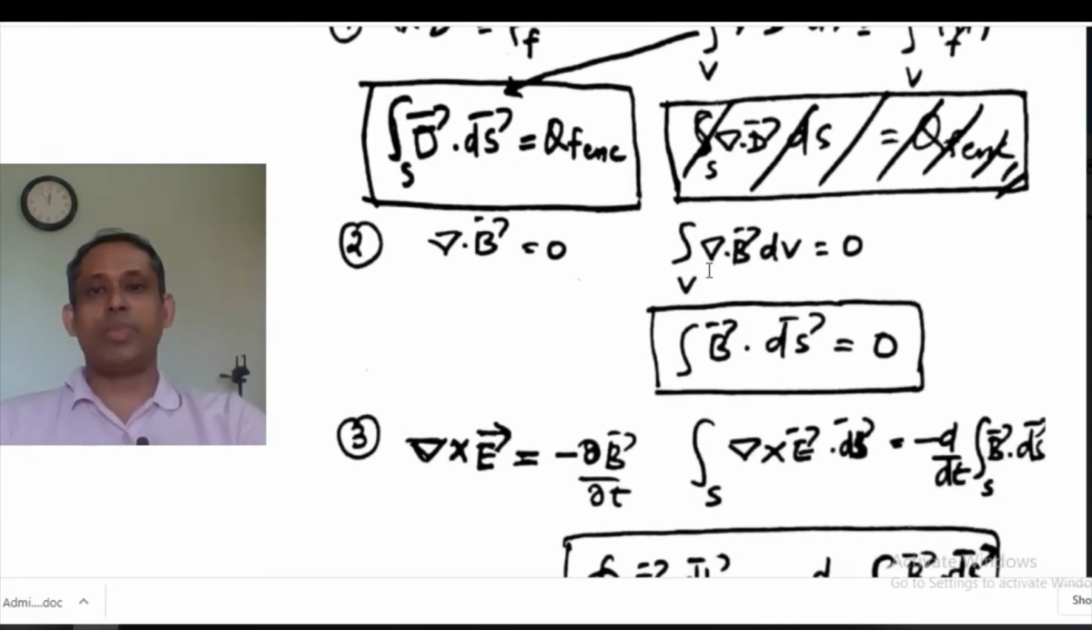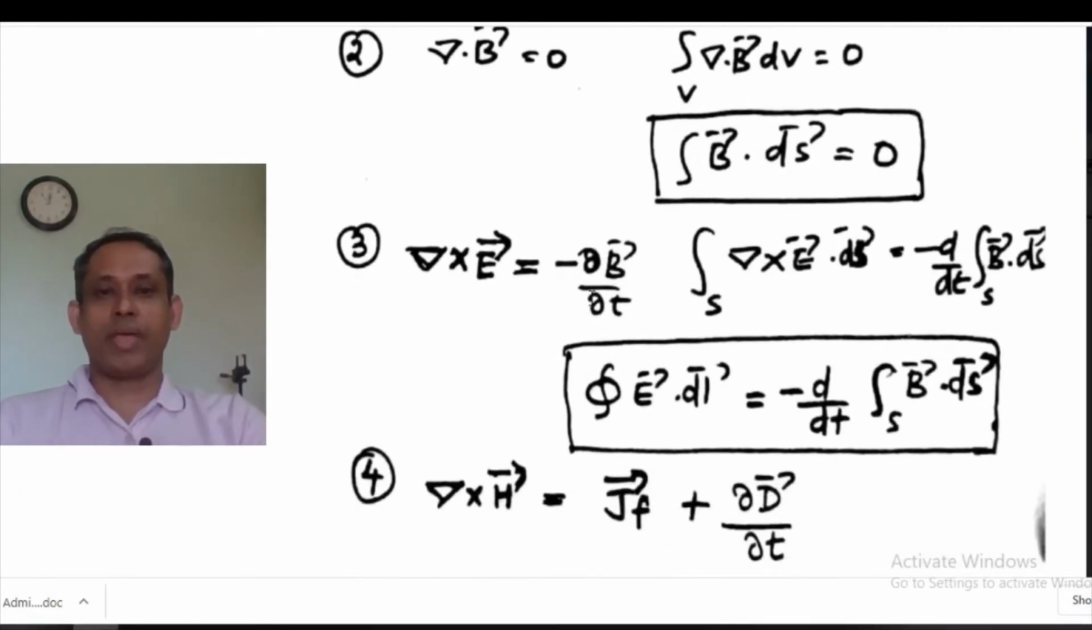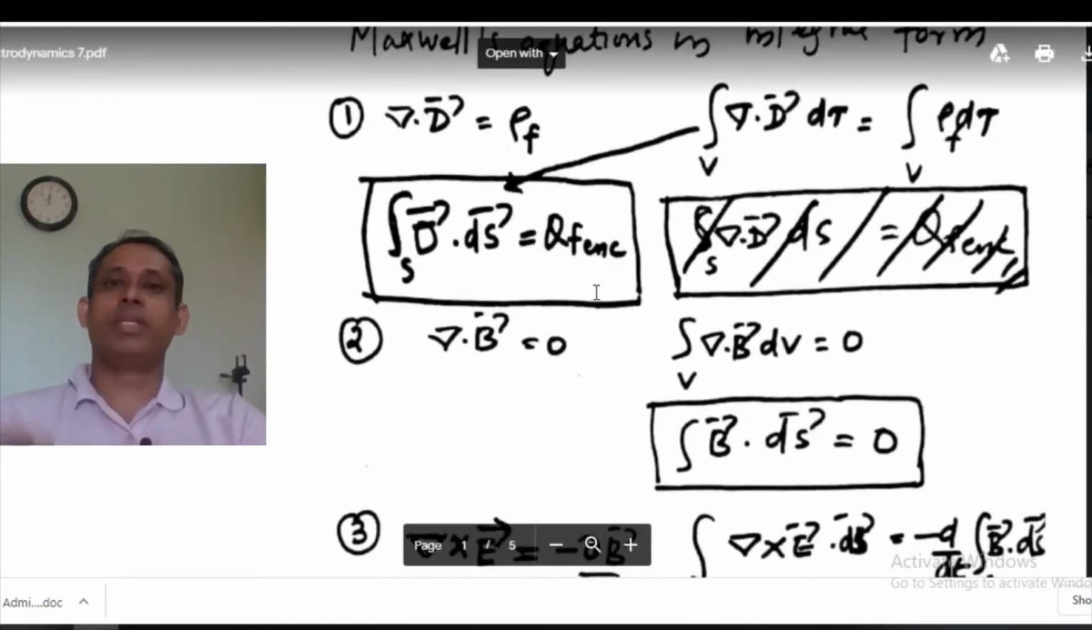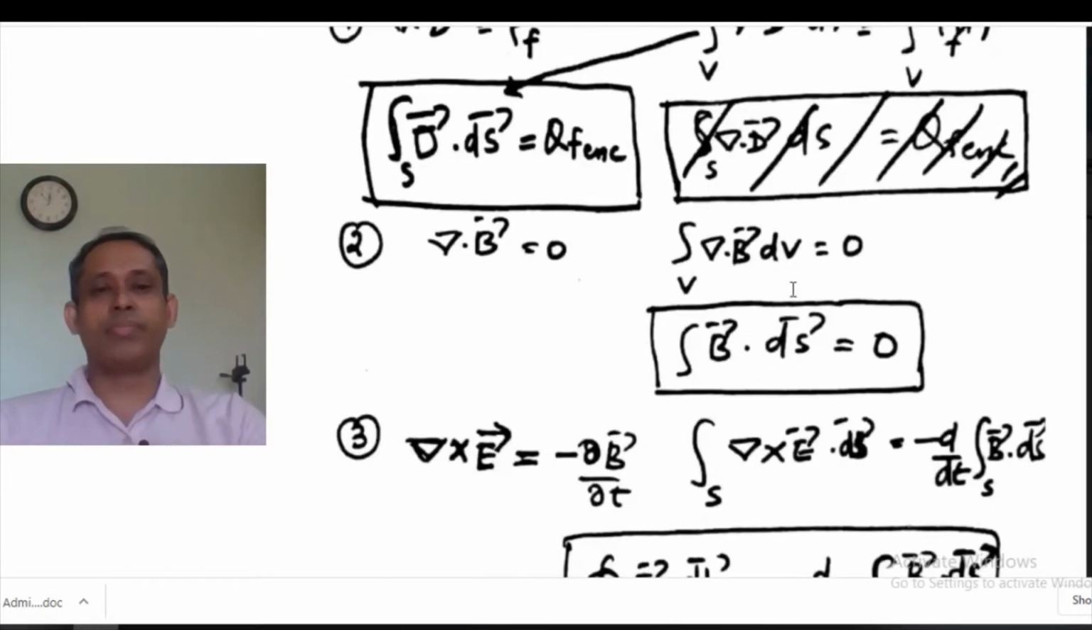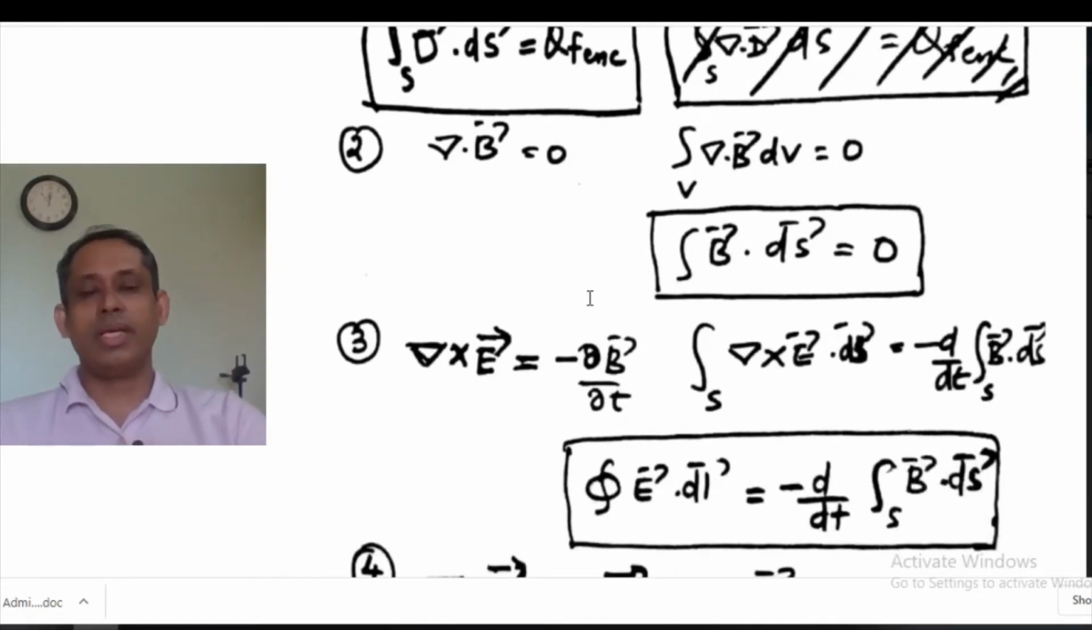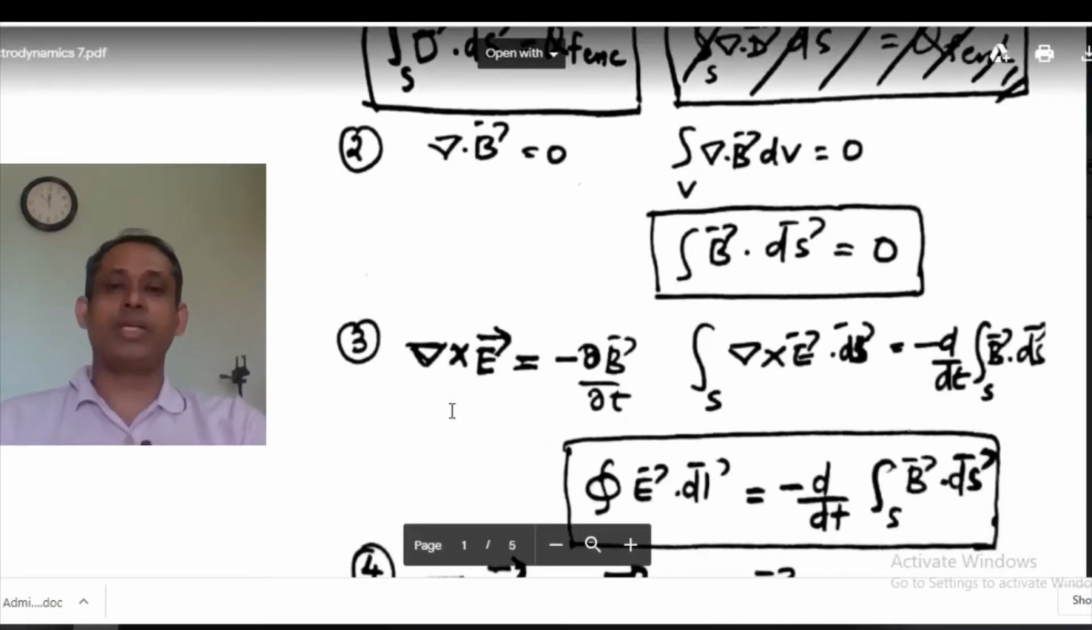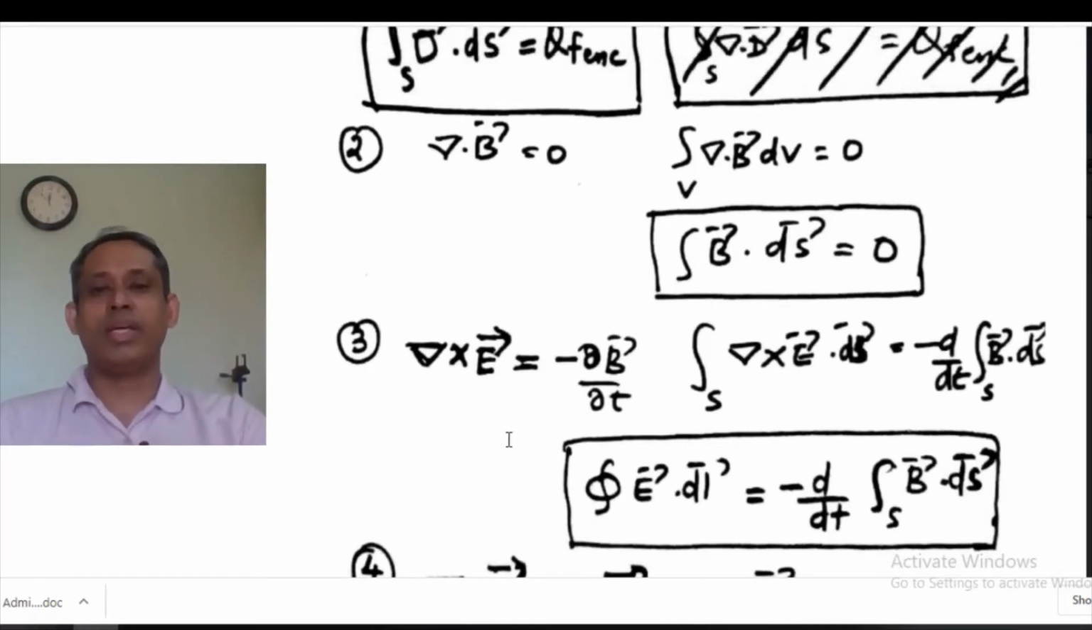Then we have del dot B equal to 0. Again we take the volume integral of del dot B dV equal to 0. Then as we did in the previous equation, we convert it into a surface integral, surface B dot ds equal to 0. So we converted the second equation to integral form. Then we have the third equation, del cross E, curl of the electric field equal to minus dB by dt, Faraday's law.